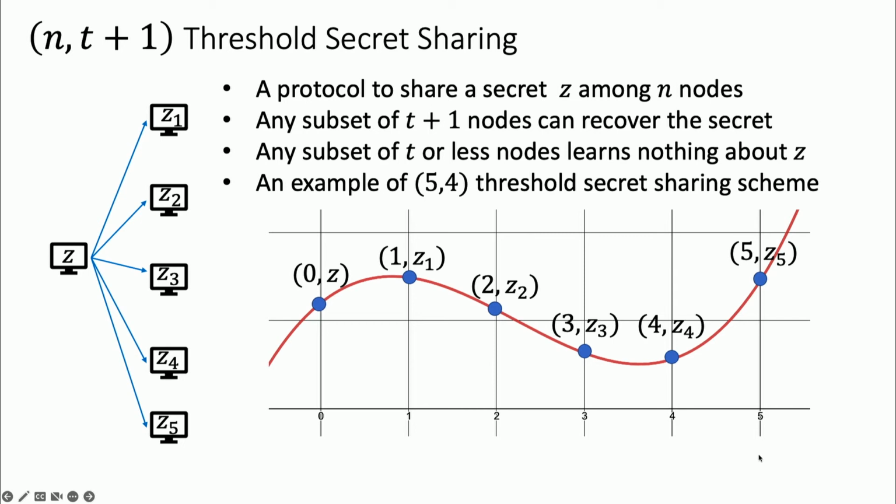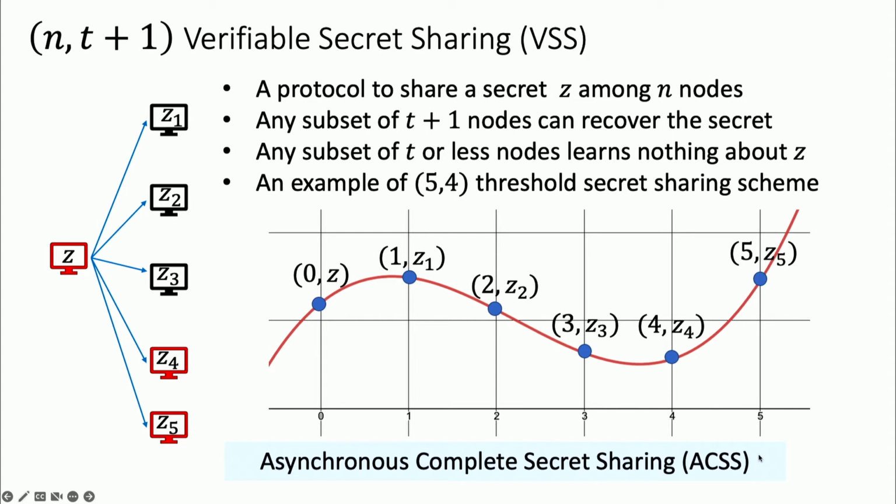In this paper, we need a slightly stronger property, which we call verifiable secret sharing. This is a protocol that should work even if either the dealer or a subset of nodes are malicious. So we want to ensure the same property even if a subset of nodes are malicious. We also need something slightly stronger, which we call asynchronous complete secret sharing. Asynchronous here is obvious because we are working in asynchronous systems. And complete means something we don't need to know the details of for this talk.